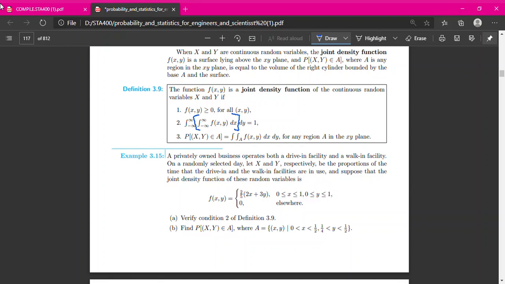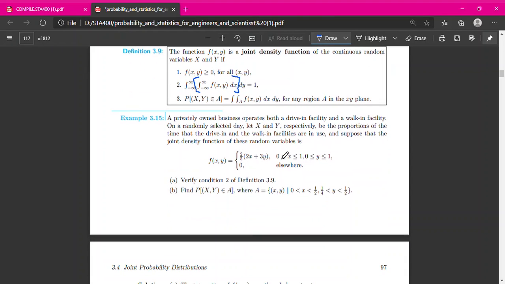Next, if you want to find the probability involving the joint density function for continuous, you have to do double integration. Same as before, you do double integration, but the limits depend on the values of x and y for which you want to find the probability. Okay, let's see the example.